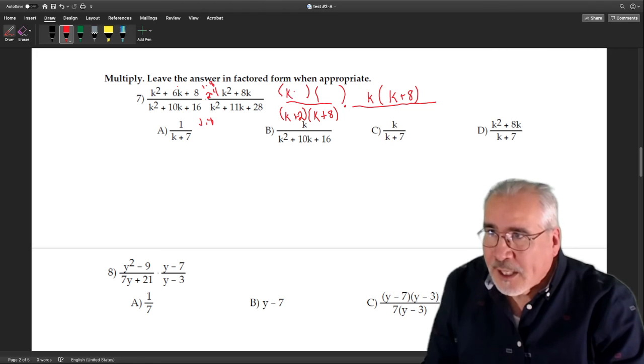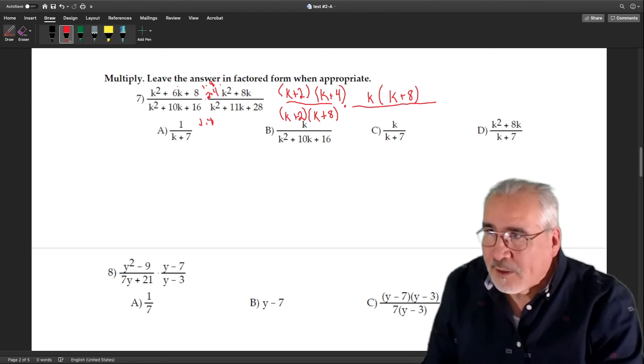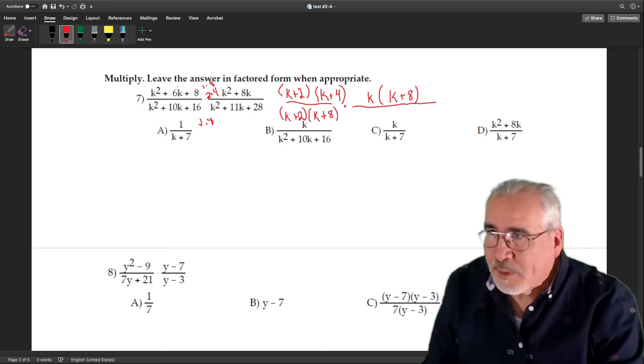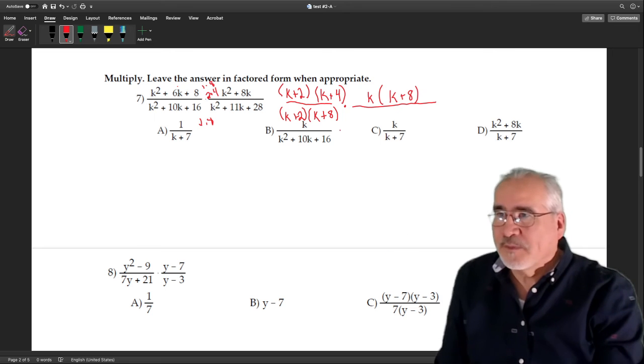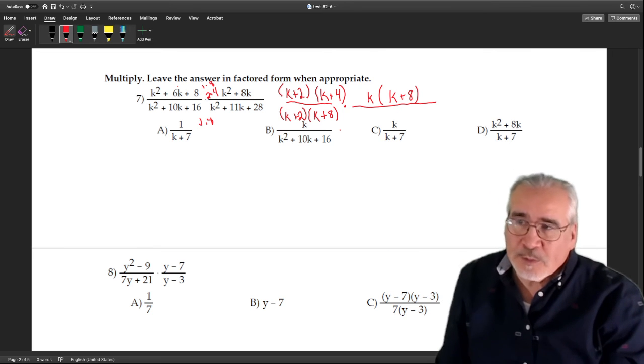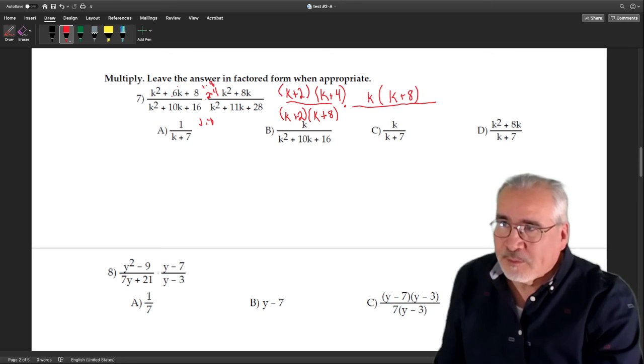So we get k, and they're both positive because 8 is positive, so positive times a positive is positive, and the positive here tells us that they both have to be positive. Because a negative times a negative is also positive, but that's why we look to both of these signs. Okay, getting lots of practice with factoring.